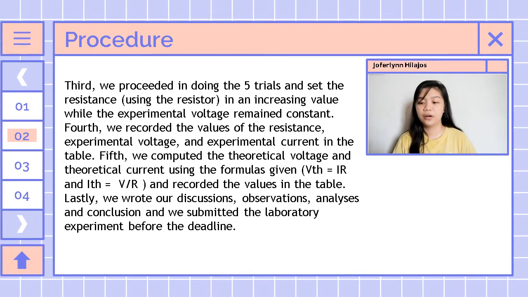Fourth, we recorded the values of the resistance, experimental voltage, and experimental current in the table. Fifth, we computed the theoretical voltage and theoretical current using the formulas given, and recorded the values in the table. Lastly, we wrote our discussions, observations, analysis, and conclusions, and we submitted the laboratory experiment before the deadline.